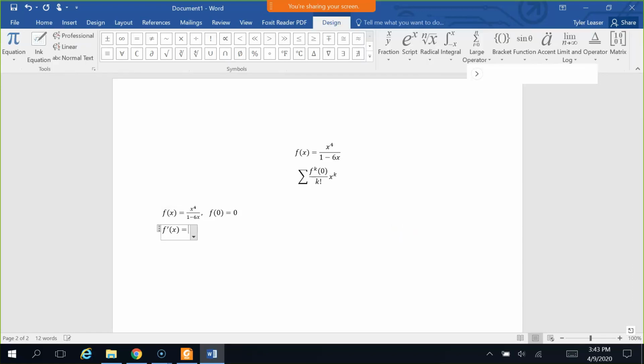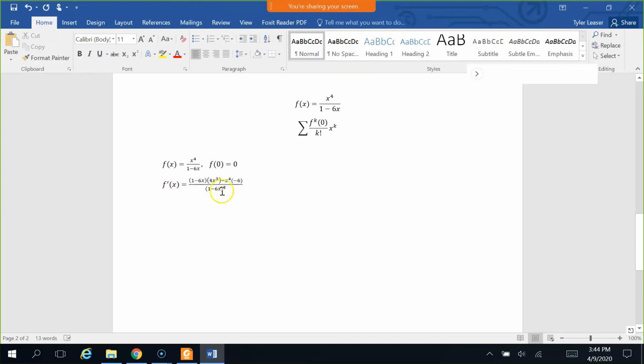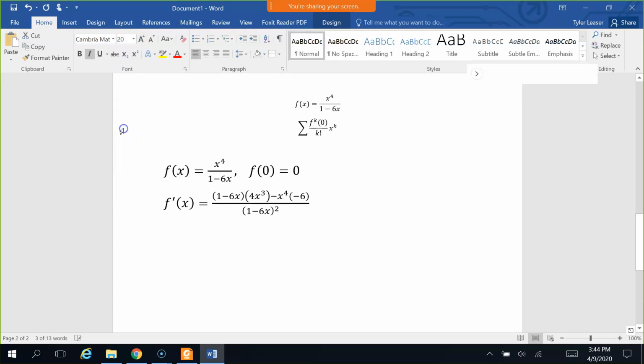Then I would take the first derivative. Unfortunately, that looks kind of ugly. I would do a quotient rule here. So it's going to be the bottom times the derivative of the top minus the top times the derivative of the bottom, all divided by the bottom squared. Is that big enough? Can you guys see that all right? Maybe I can make it a little bit bigger. There, is that better? Cool.